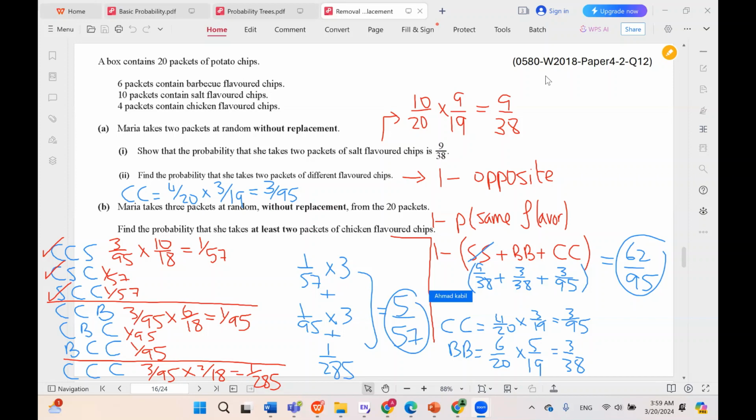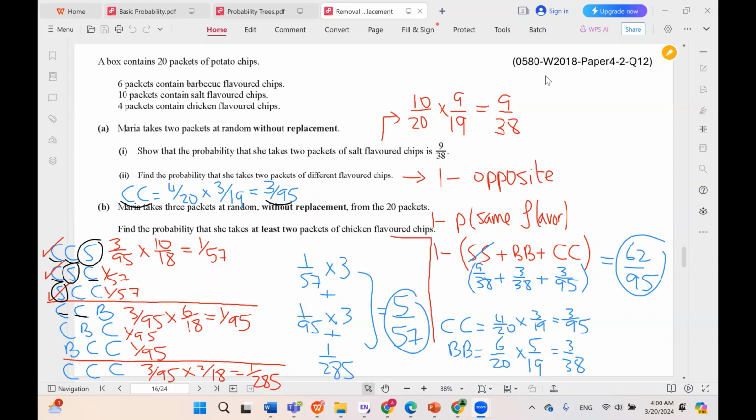Let me briefly explain what I did here. Instead of calculating all of these scenarios one by one, which would have been very boring, I just noticed that they all have C and C. Each of them has C and C. So I just calculated C and C once to make life easy for myself, and I got 3/95. So each time I'm going to multiply 3/95 by the third letter. And the position of the third letter does not matter. Whether the S is at the beginning or the middle or at the end, this doesn't matter.